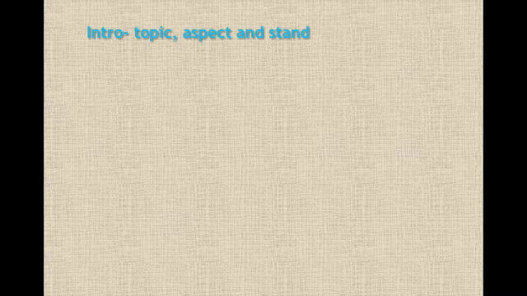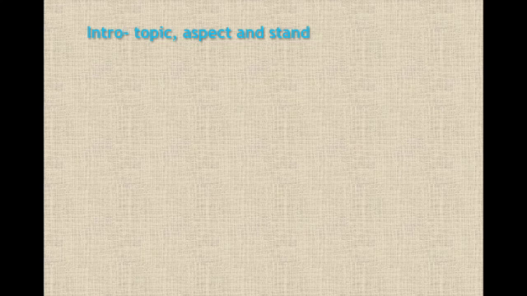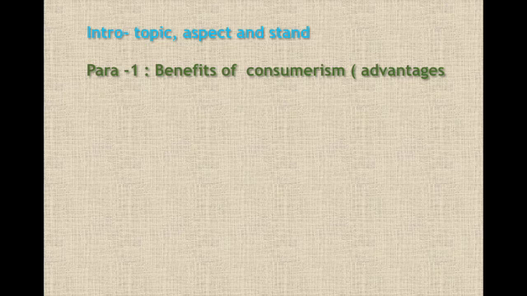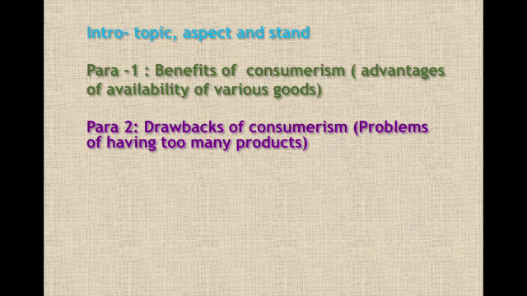So let's get started. Okay, so as we know, we have an introduction, body and conclusion for any Writing Task 2 kind of essay. In fact, any essay that you write. So first of all, we write an introduction that has the topic of the question and the aspect we are dealing with, and finally our opinion. And after that, in the first paragraph, we're going to write about the benefits of consumerism. In other words, the advantages of availability of various goods. And in the second paragraph, we're going to talk about the drawbacks or the disadvantages of consumerism. In other words, problems of having too many products and other issues regarding the ownership of too many products.